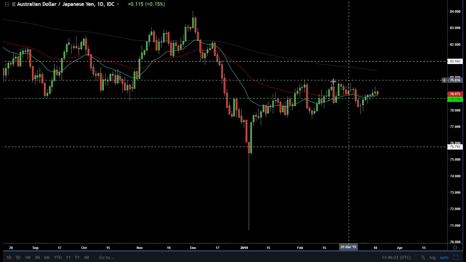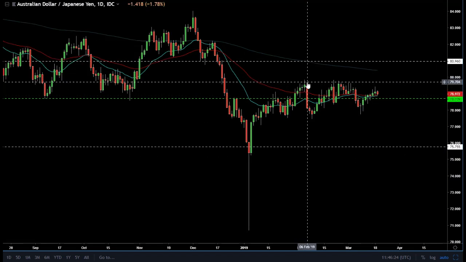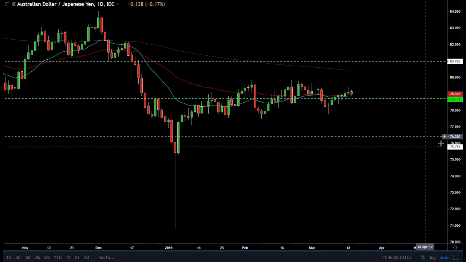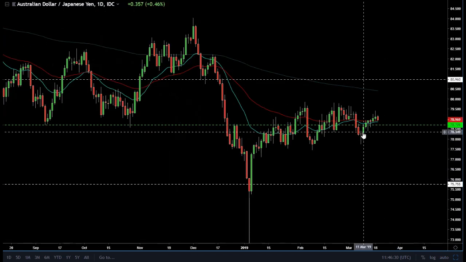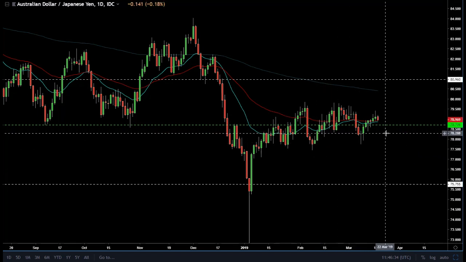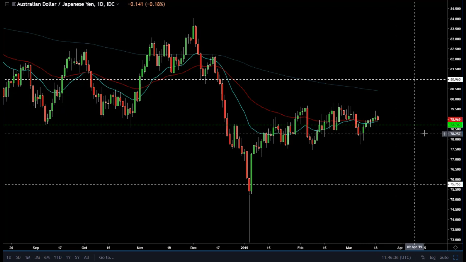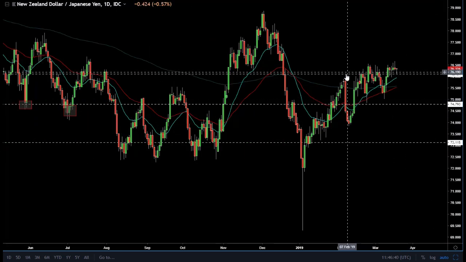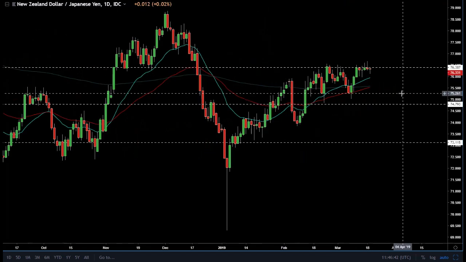Aussie yen, very similar. Again, you can see that there's a range. You can see that the range is 79. You can see the 77. But there is something within that range. There is a clear deceleration. There is some formation, some structure, which a lot of the euro and dollar and even pound pairs are lacking right now. New Zealand yen, again, quite a controversial one.